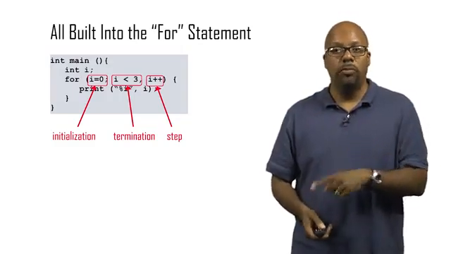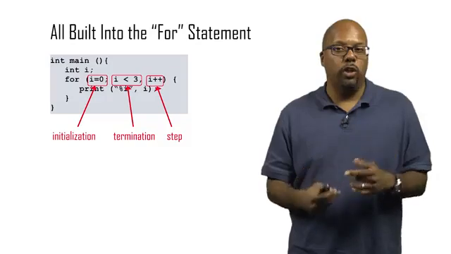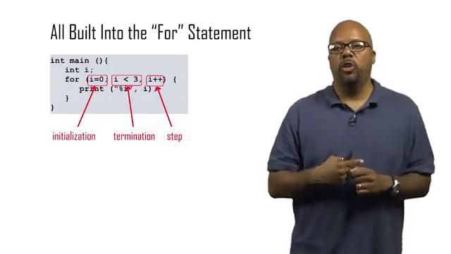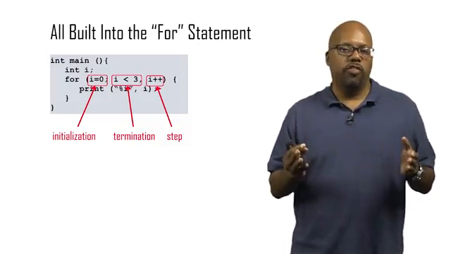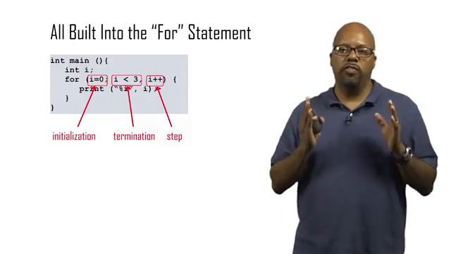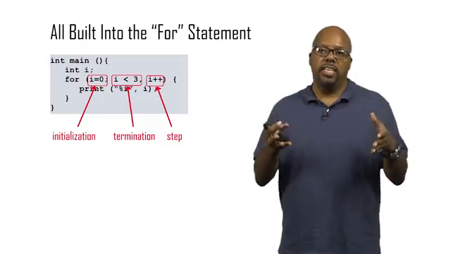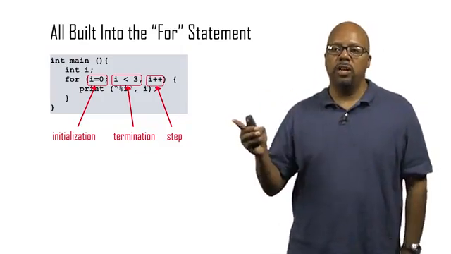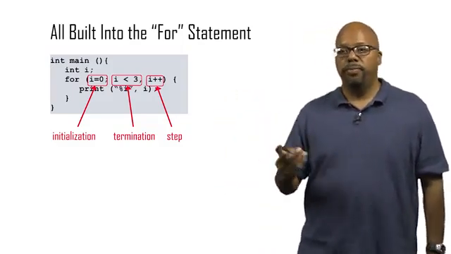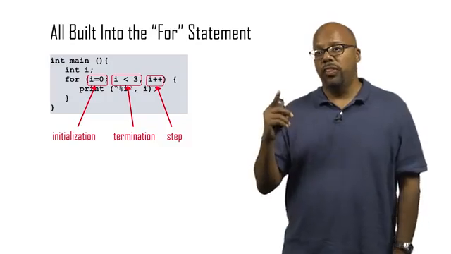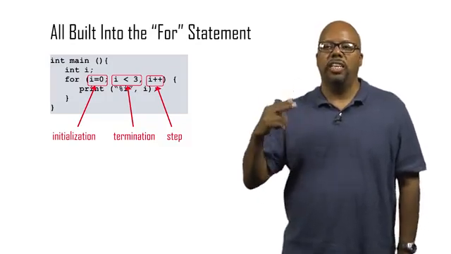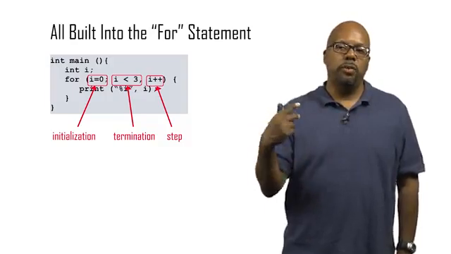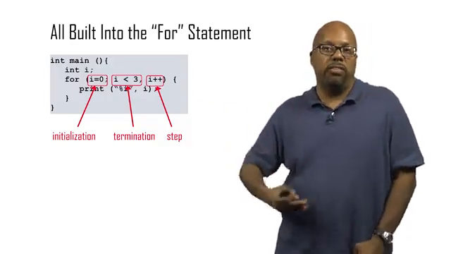Now notice with the while loop, that wasn't built into the while loop. So we had a statement before the while loop that said I equal to 0. But with the for loop, that's built right into the for loop. The first statement inside the parentheses is the initialization. Then you've got the termination, that's the second statement. And the third statement is the step, the increment. So I++. What that does is that third statement is executed at the end of every loop. So every time you execute the loop, it automatically does I++, incrementing it.